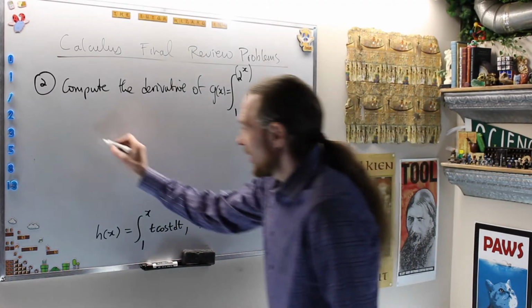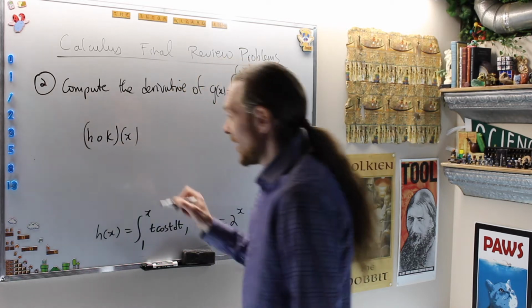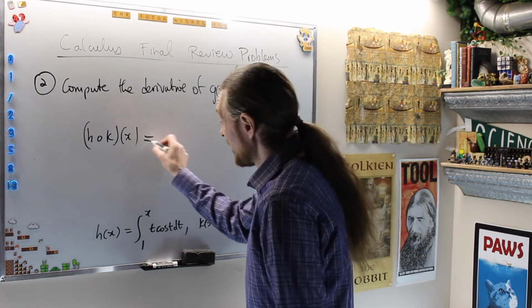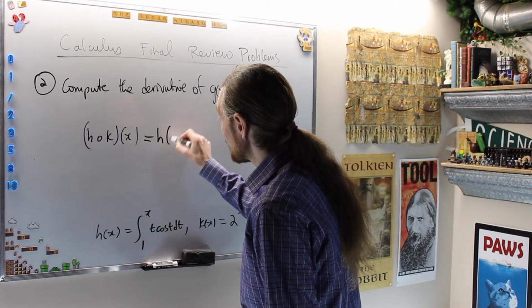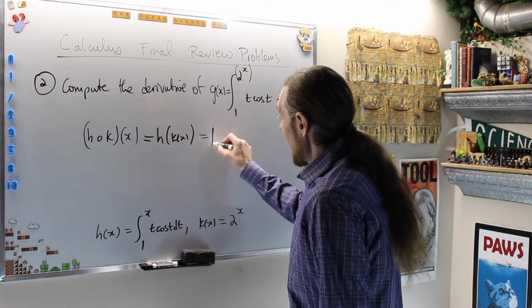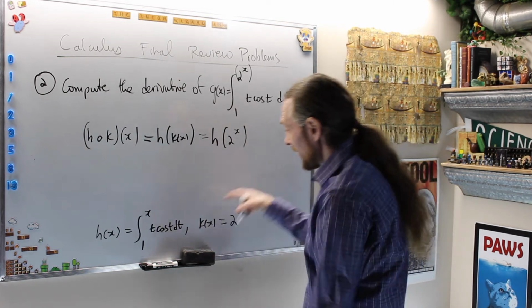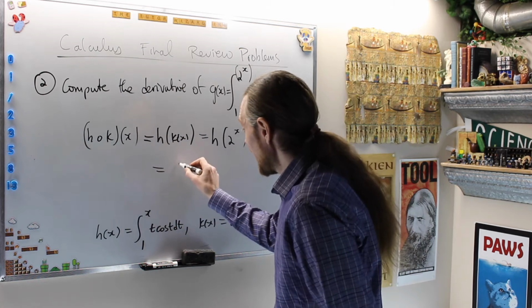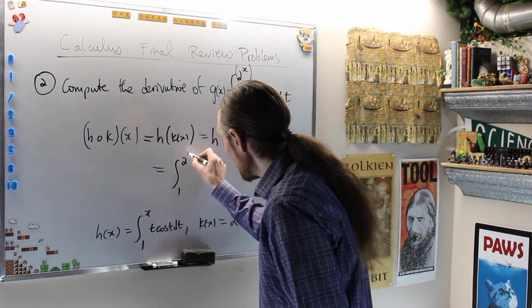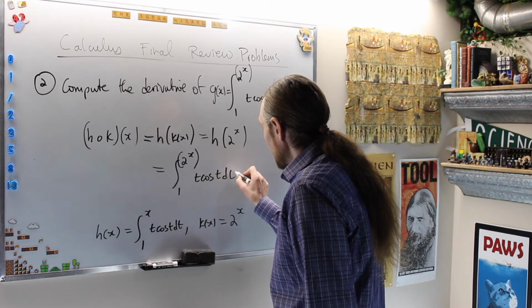I'm going to erase it. Then what I want to do is, what if I did h following k of x? How do I do that? Composition. All of a sudden it becomes extremely useful in this scenario. This is h of k of x, which is what? H of what does k do? 2 to the x. And then where do I put that? Wherever there's an x in the expression for h, so that becomes the integral from 1 to 2 to the x of t cos t dt.